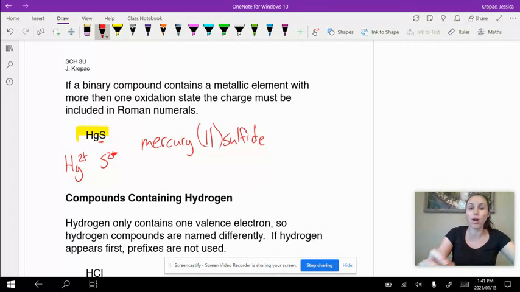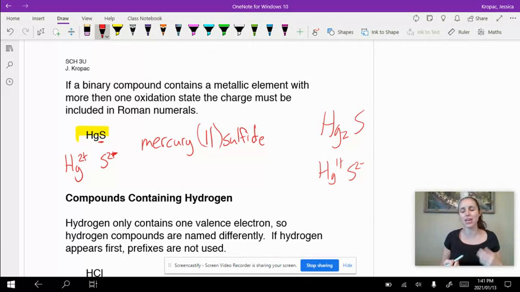What would mercury(I) sulfide look like? Mercury(I) sulfide would look like this: Hg2S. So sulfur again would have that charge of 2 negative, and then that means mercury must have that charge of 1 positive. So you've got to think about it to figure out what your charge is.